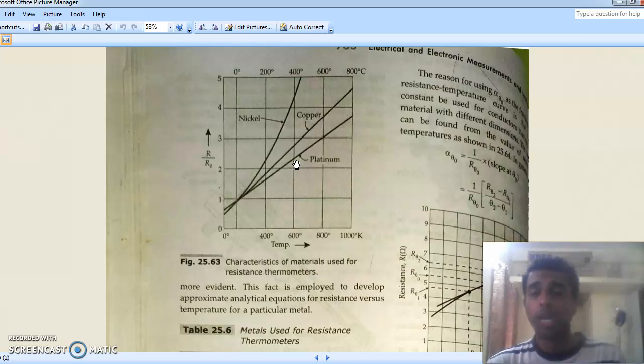Okay, so this much are the temperature transducers. First one we discussed was thermocouples, and today we discussed thermistors and RTD.